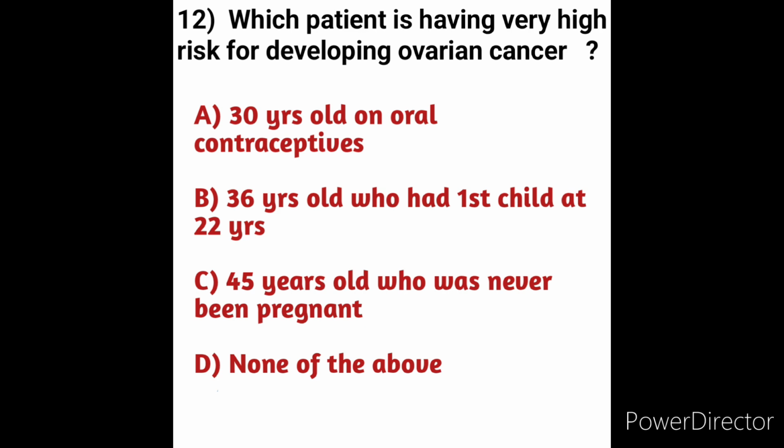The risk of developing ovarian cancer increases as a woman gets older. Nulliparity is one of the major risk factors for developing ovarian cancer, due to the continuous ovulation associated with nulliparity, increasing the likelihood of ovarian malignancy. So option C is the correct answer: 45 years old who has never been pregnant. That is the age group at risk for ovarian cancer. Next we will move on to question number 13.